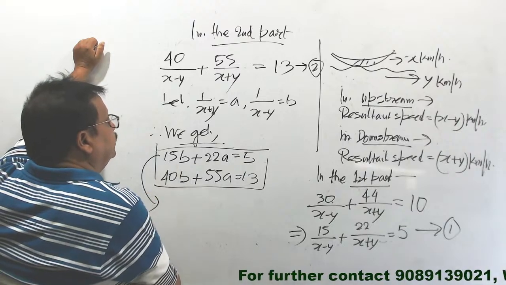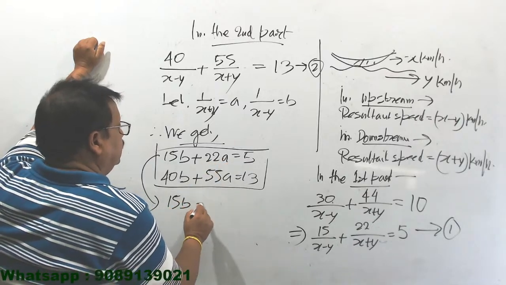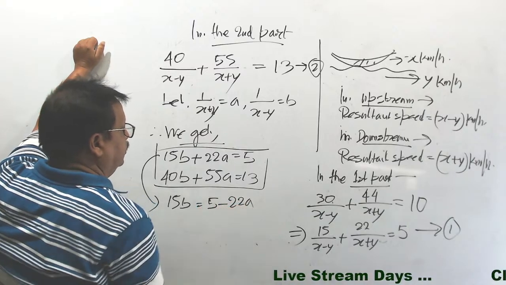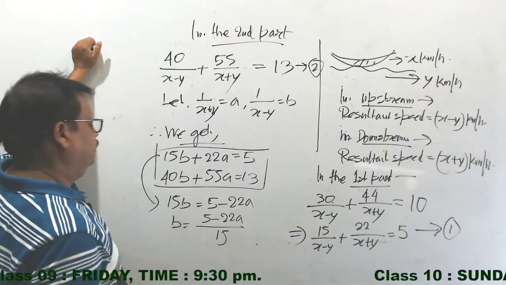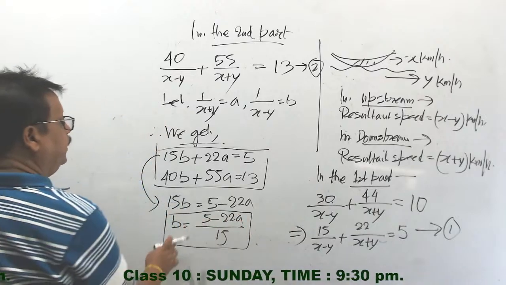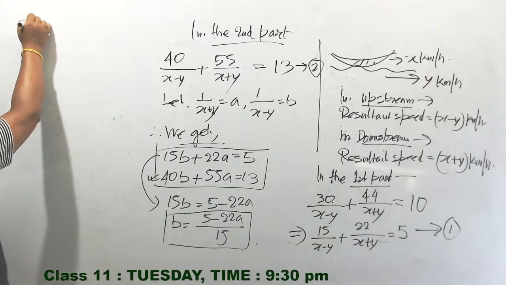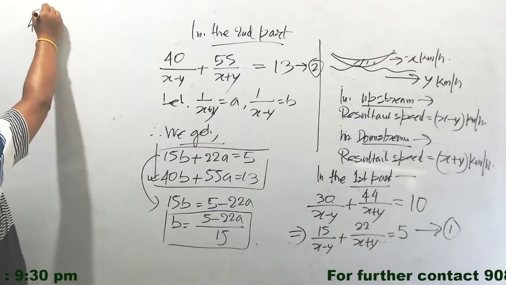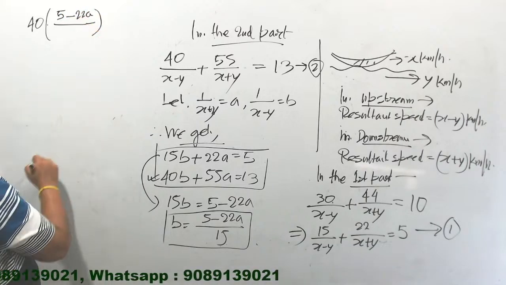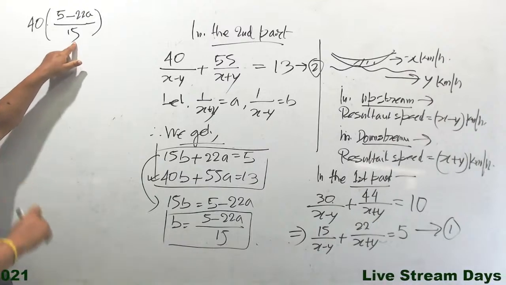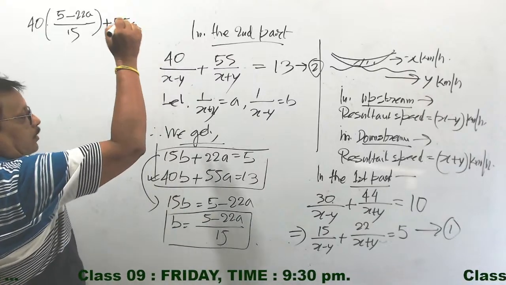Say from b, that is from the first transformed equation, this is equal to 5 minus 22a. So what is b? b is 5 minus 22a by 15. Put the value of b in this equation, that is 40 into b. What is the value of b? 5 minus 22a by 15, if you do carefully, is the value of b, plus 55a is equal to 13.